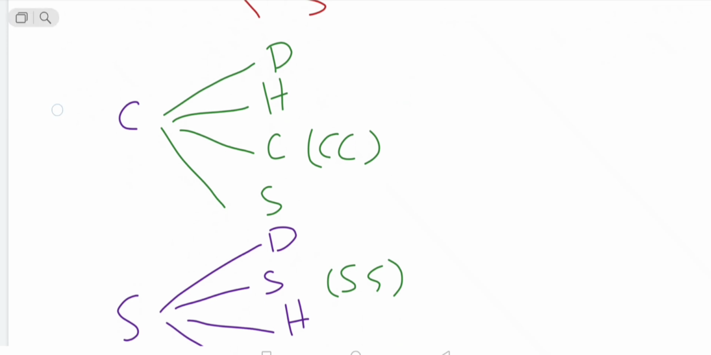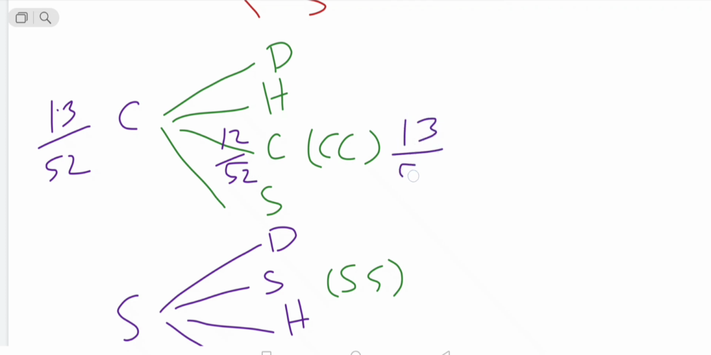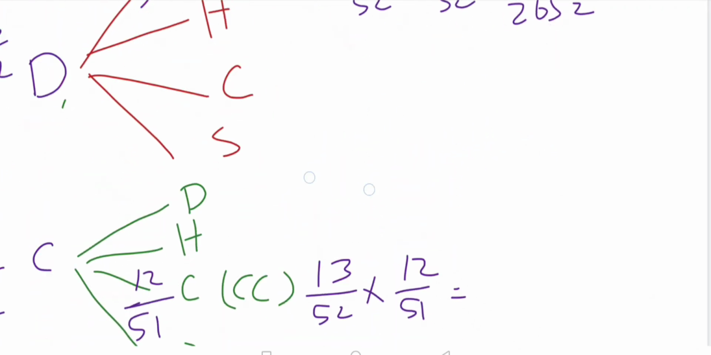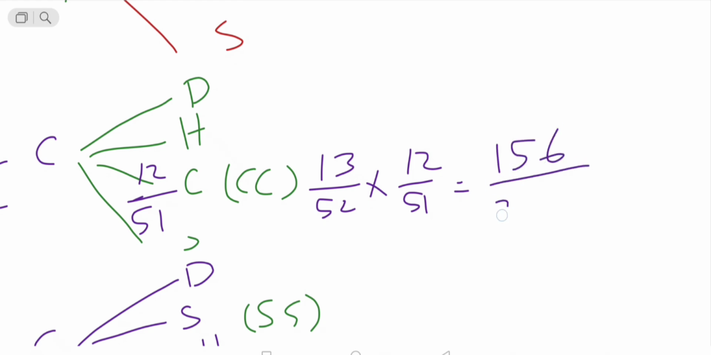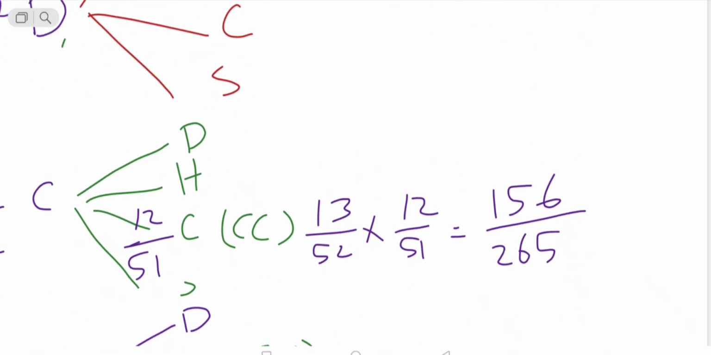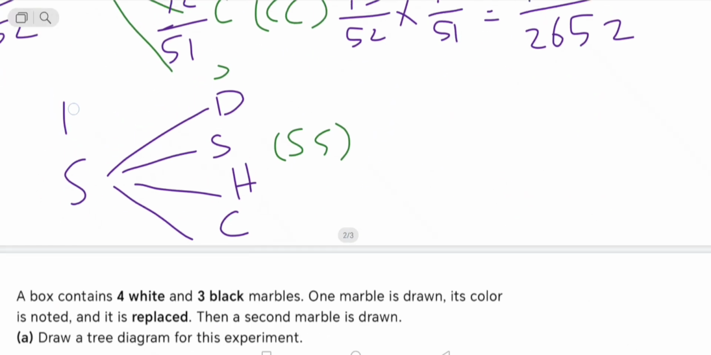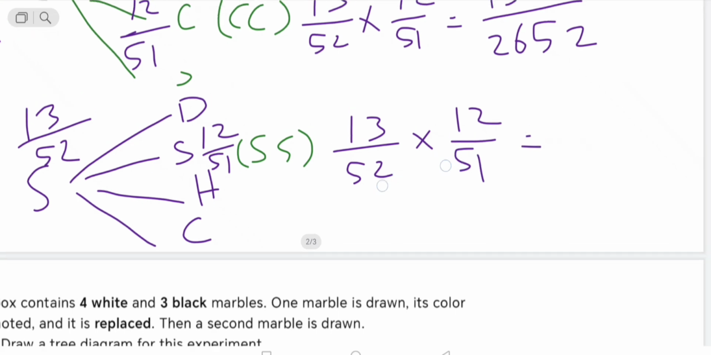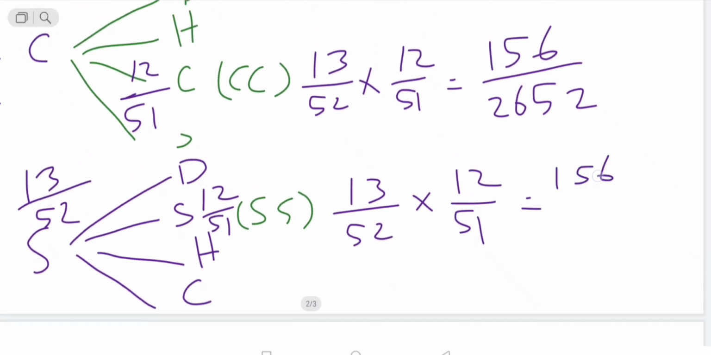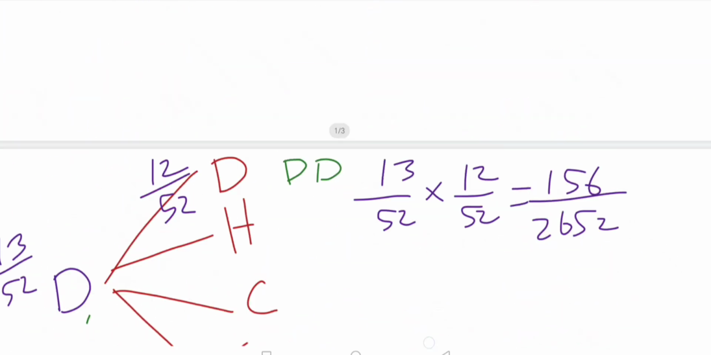CC means the first C is 13 over 52, the second one is 12 over 51. So 13 over 52 times 12 over 51, which is equal to the same 156 over 2652. The next one, the last, again the same: the first spade is 13 over 52, the second one is 12 over 51. So 13 over 52 times 12 over 51, which is equal to the same 156 over 2652. All of them the same.